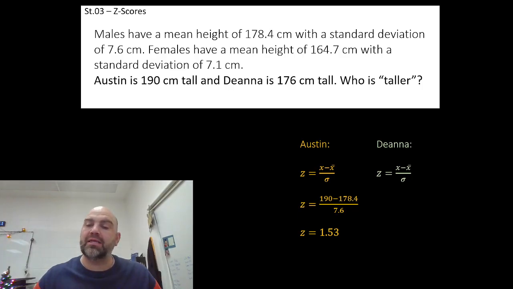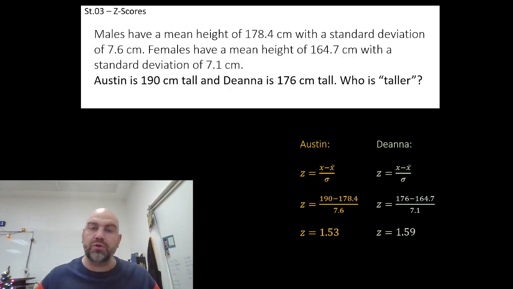Now, how does Deanna fit in with females? Well, we plug the data in. So now we're using her data point of 176 centimeters. We're using the mean for females of 164.7, and we're using the standard deviation for females because that's the data set we're looking at, of 7.1. When we do these calculations here, you're going to get a z-score of 1.59.